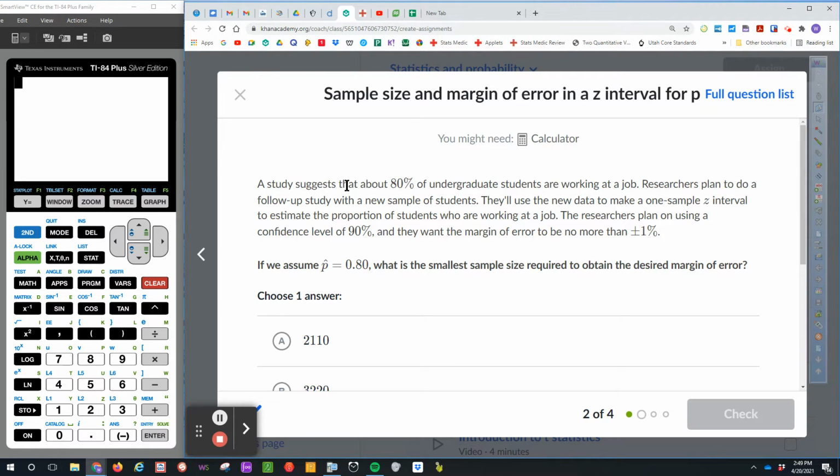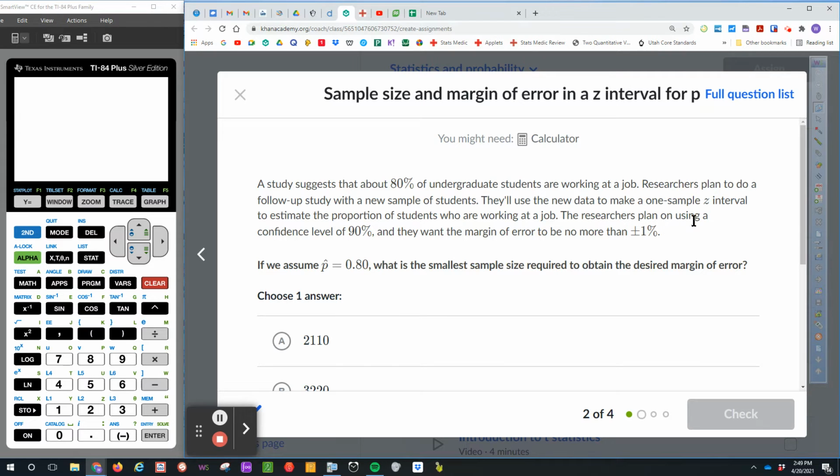Even though it says here a study suggests that 80% of the undergraduate students are working at a job, the researchers plan to do a follow-up study. So they want to see if this is actually true or not true, or find a different result. They are using a new sample of students, right? They will use the new data to make a one sample z interval, which is used to estimate the true population proportion of students who are working at a job.